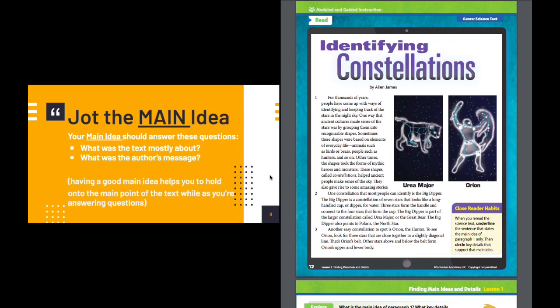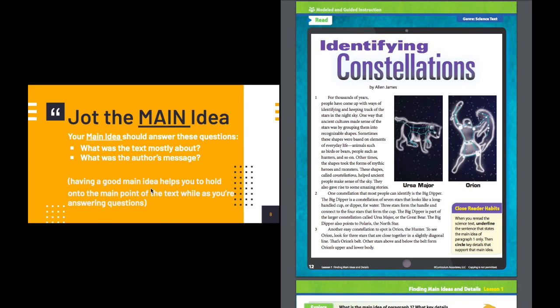So it's kind of difficult sometimes to figure out what the main idea is when a text talks about different things. So you're going to be thinking about these two questions. What was the text mostly about? And what was the author's message about that thing, whatever it is? When I was reading, I was understanding that there's a lot of things going on about constellations and how to figure out where stars are and how to make sense of just like the sky, right? The night sky.